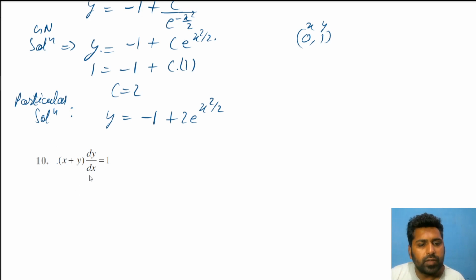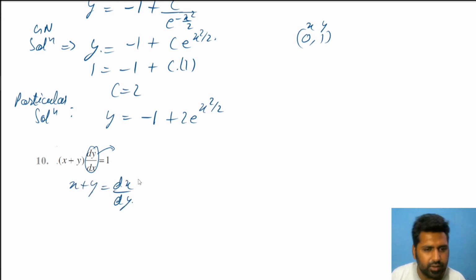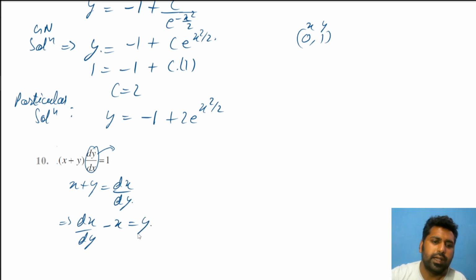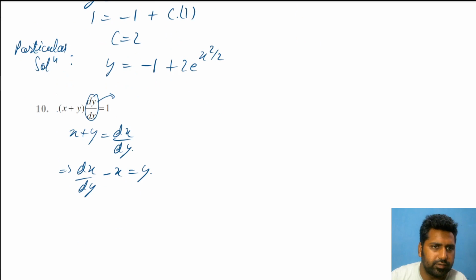So if dy by dx is not working, what is the first thing that I told you to check? Check for dx by dy. So take this on the other side, it becomes x plus y is equal to dx by dy. Do the reciprocal, and now you rewrite this as dx by dy. Take this x on this side, dx by dy minus x is equal to y, and now you got yourself a linear differential equation with dx by dy minus px or plus px is equal to q. This is your p, this is your q.